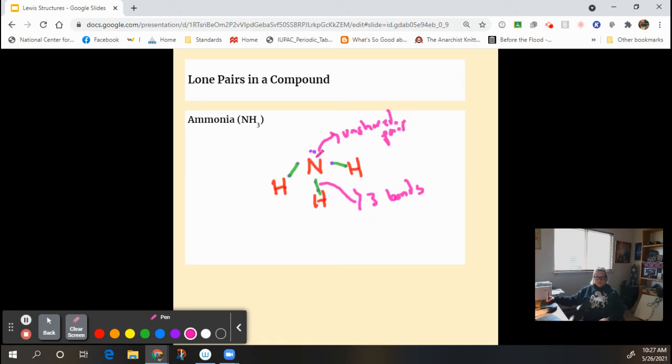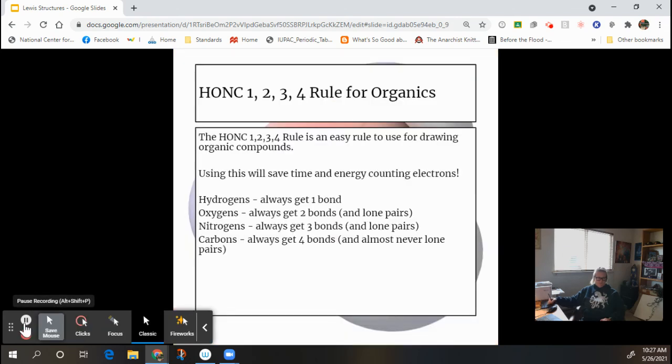And when we start to talk about polarity, you will begin to understand why this unshared pair really is important to discern whether a molecule is polar or nonpolar. Last thing in this particular unit is going to be to draw long organic chains where you don't always have to count electrons. Sometimes it's really a pain to always draw out those valence electrons when you are drawing out a Lewis structure. So I'm going to introduce you to what's called the HONC 1, 2, 3, 4 rule. H stands for hydrogen, O stands for oxygen, N stands for nitrogen, C stands for carbon. Those are the 4 major components in any organic compound.